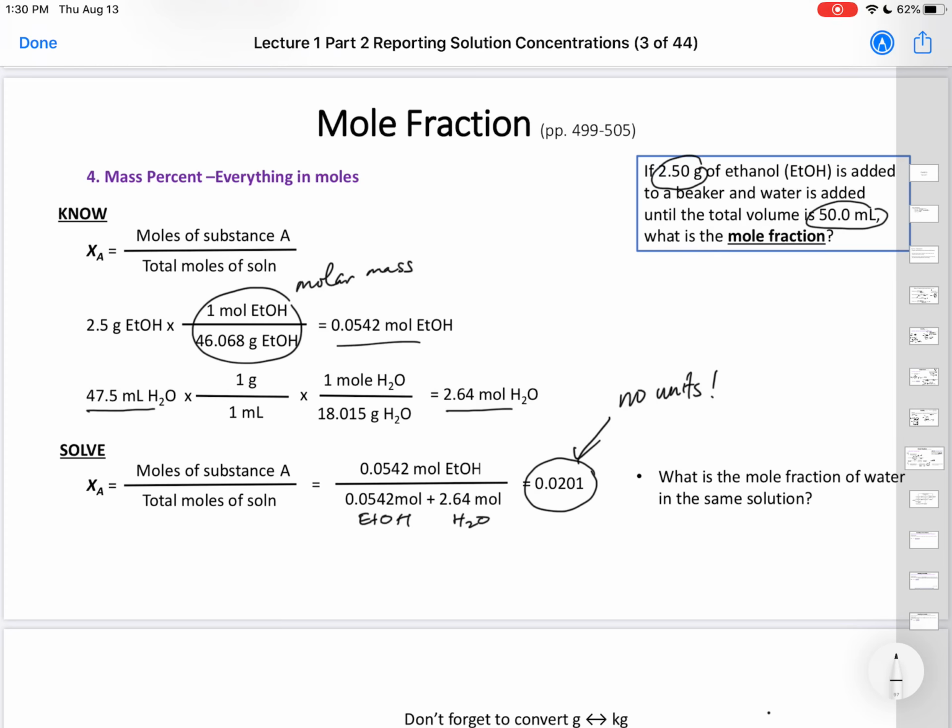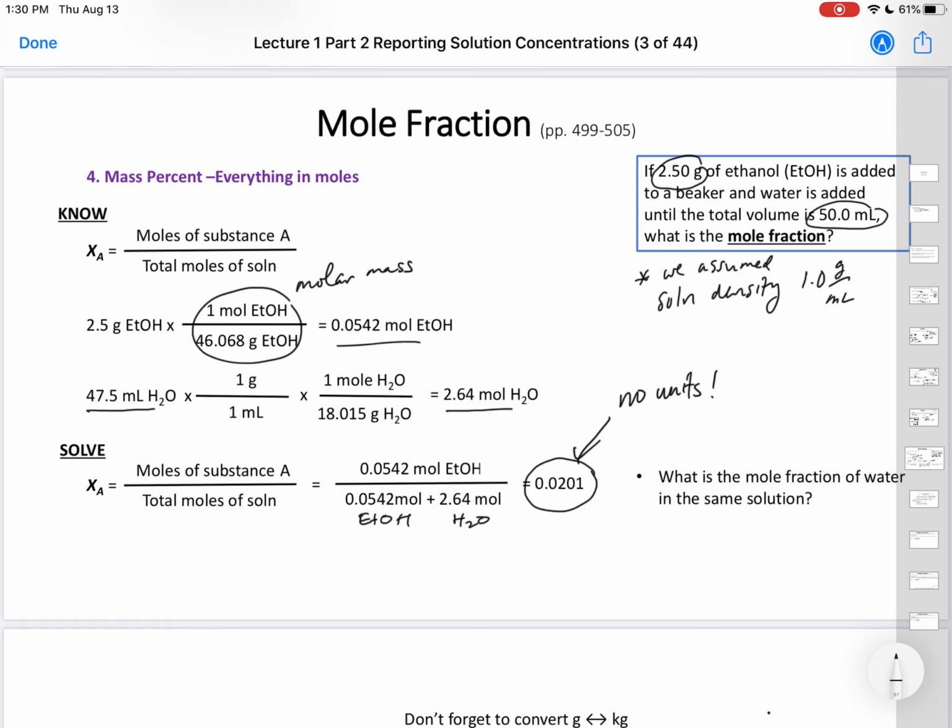With this problem, we assumed that the solution density was 1. It is not always 1 gram per mil. If it isn't, we will tell you in the problem what the density is. The density of a solution often depends on the various components, so that is something that would be given to you in the problem.